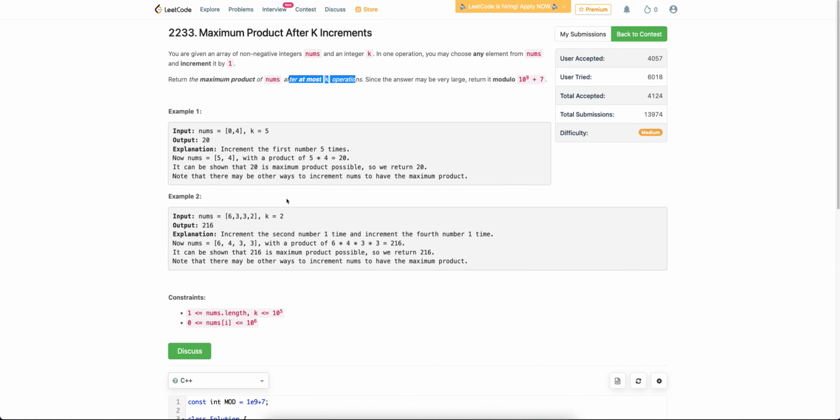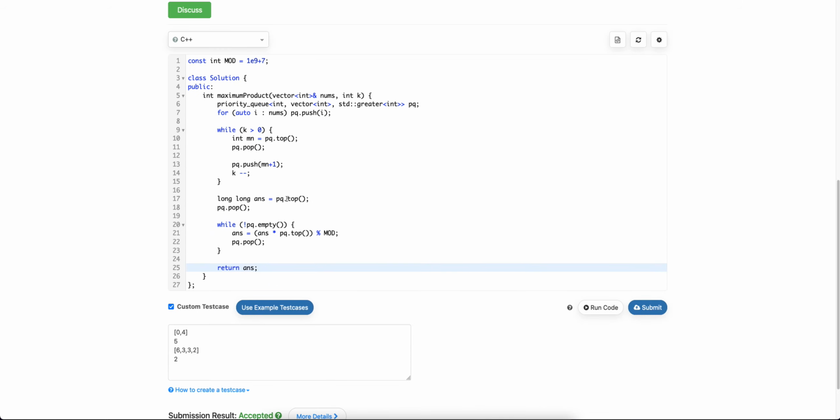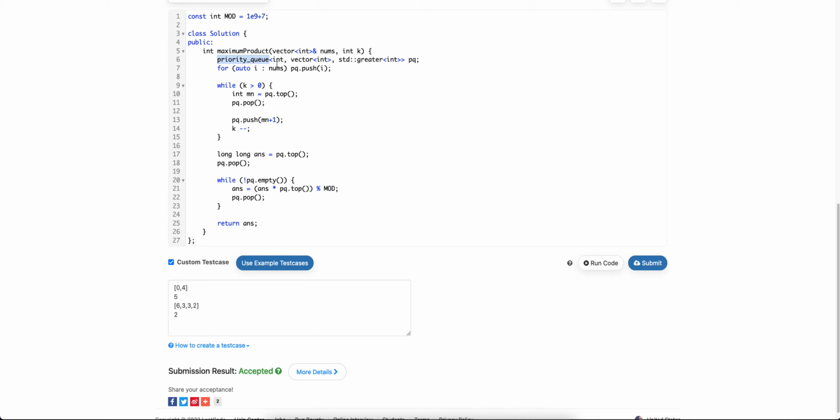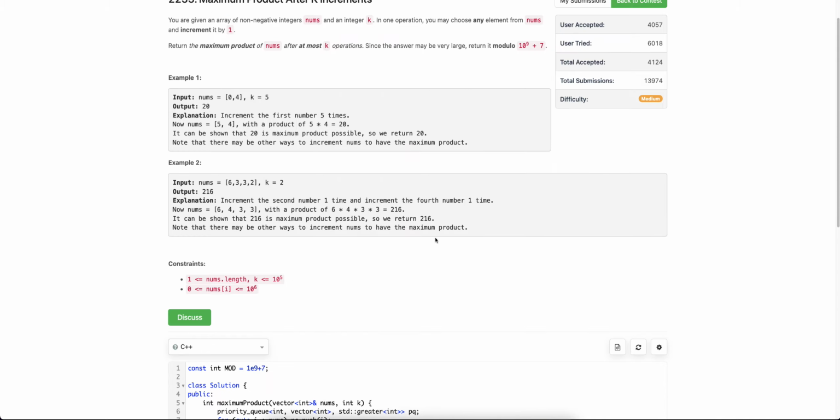So let's look at the solution. The solution is very simple. We just take a priority queue, that's a heap in C++. We push all the elements to the queue. Now we perform this operation one by one. We take the minimum, pop it, and then push minimum plus one into the heap again and decrement one operation. We will keep on doing this. This will make sure that the difference between the minimum and the maximum is minimized. After doing this, we will just take the product of all the integers. So that's the complete solution.